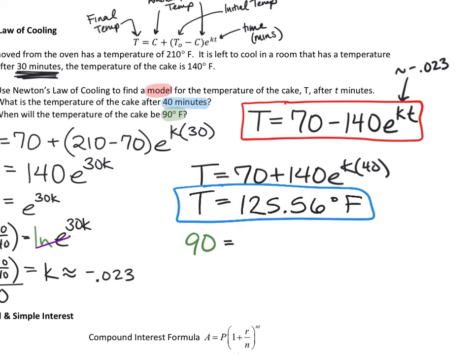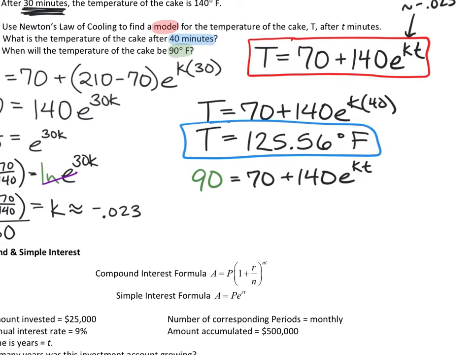So we have 90 equal to 70 plus, change my plus signs to the correct thing, 140e to the kt. Remember, k is a constant we already have. T is the only variable. So we're just resolving now for t. Can I leave you guys to find t? You're solving an exponential equation for the time it takes for this cake to cool off to 90 degrees Fahrenheit.